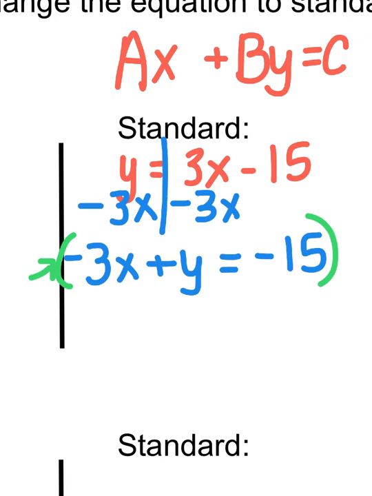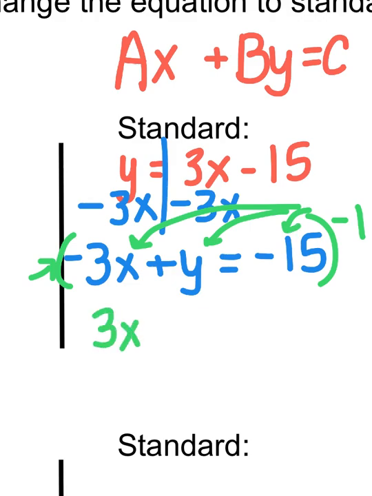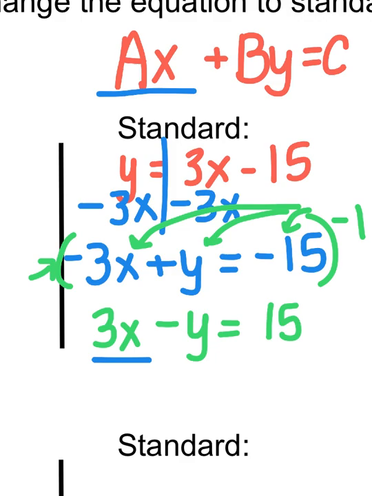So we will simply multiply by negative 1. Each term will be multiplied by negative 1. And by doing that, we will not change the value of the equation. So 3x minus y is equal to positive 15. Now let's go back to the standard form. Ax, that's right there, and it's positive, plus by, we have minus y, equals c, which will be a number value with no variable attached.